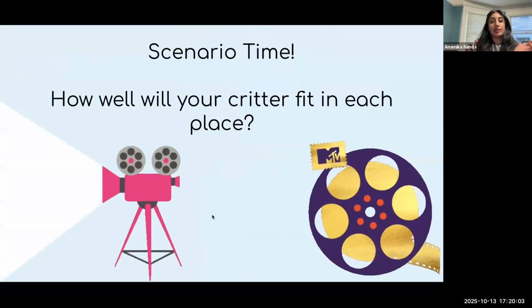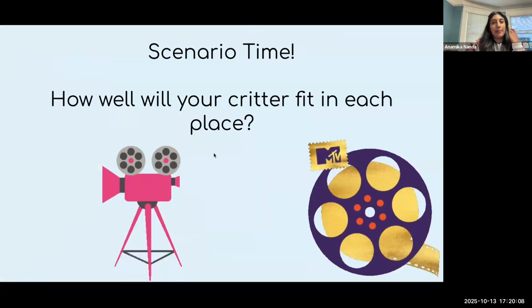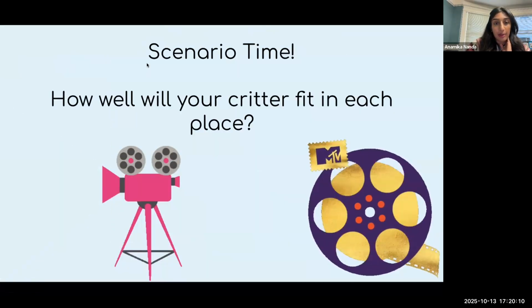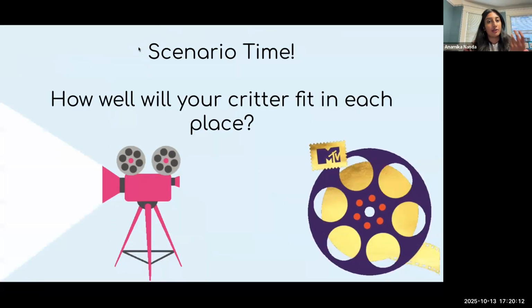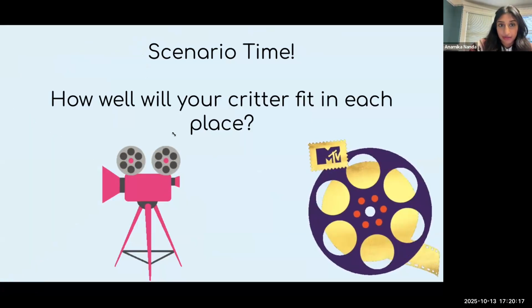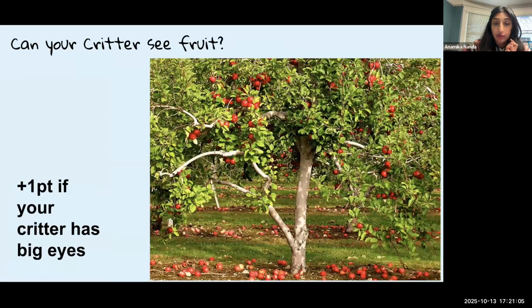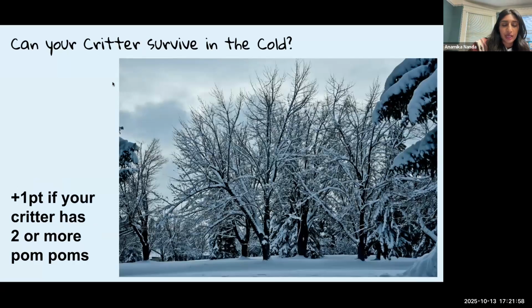So what we're going to do is a scenario game where we've now learned about how different environments could be better fitted. So we're going to test your critters that you've made to see which environment might fit them the best. So first environment is the woods. So you get 1 point if your critter has either brown or green on them. You get 1 point now if your critter has big eyes. You get 1 point if your critter has 2 or more pom-poms, so it can survive the winter.